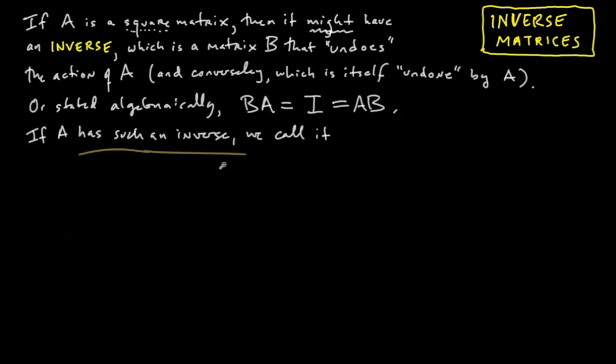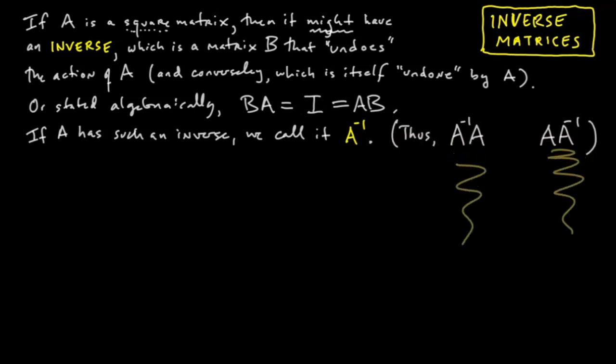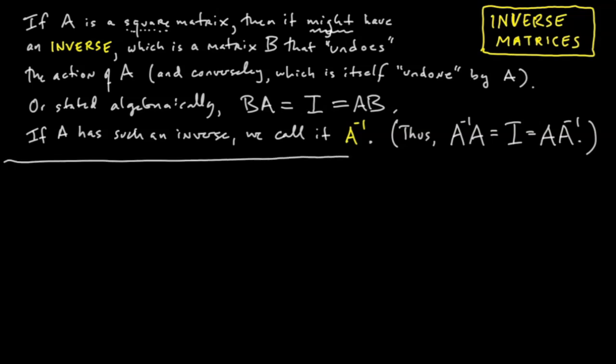Finally, some notation. If A has such an inverse, it need not have one, but if it does, we call it by this symbol, which we pronounce A inverse, just an A with a little -1 exponent, the same kind of notation we use for inverses of functions. Thus, the general statement would be that when you multiply A and A inverse together in either order, you get the same thing, namely, you get the identity matrix. All right, so now we know the definition of an inverse matrix. Let's consider a concrete example.